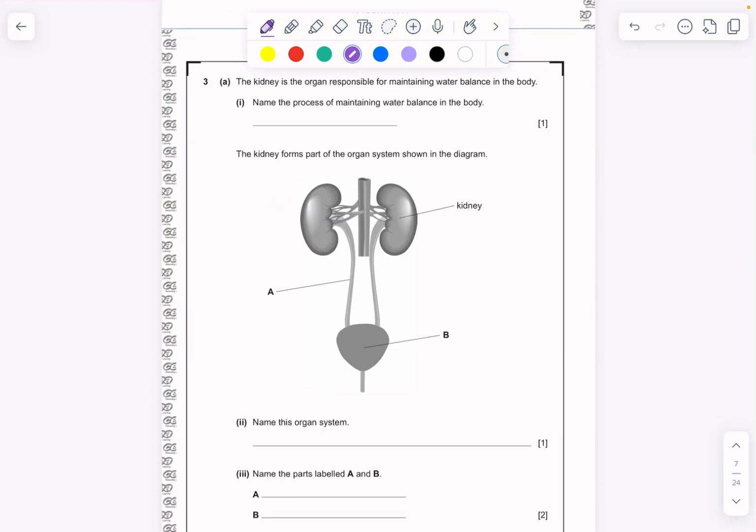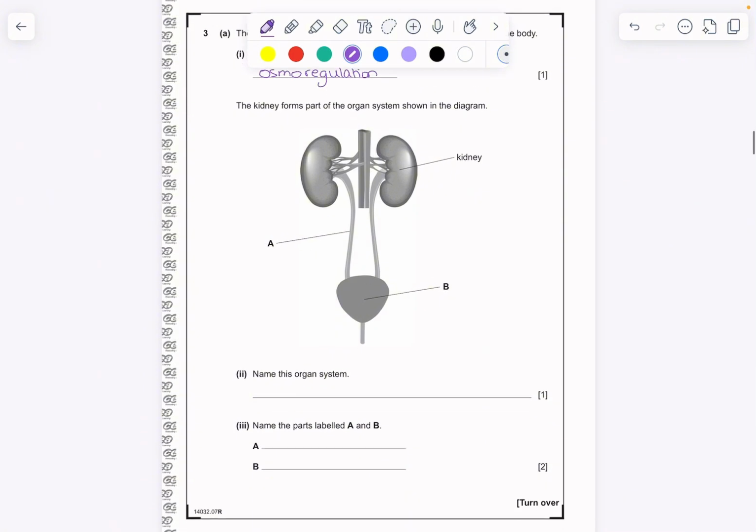Next question, we go on to the kidney. Name the process of maintaining water balance in the kidney. This is called osmoregulation. Anything to do with water, use the word osmosis. Name this organ system. Whenever you have your kidneys and your bladder, this is known as your excretory system.